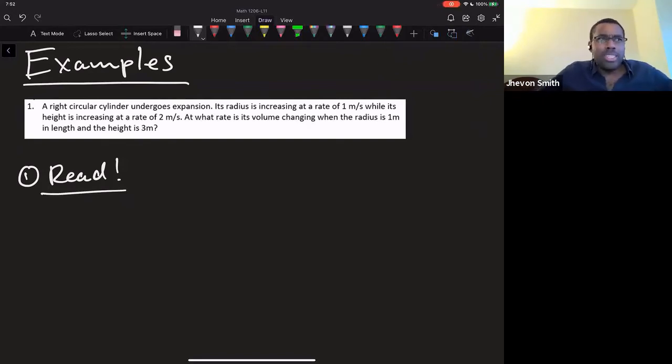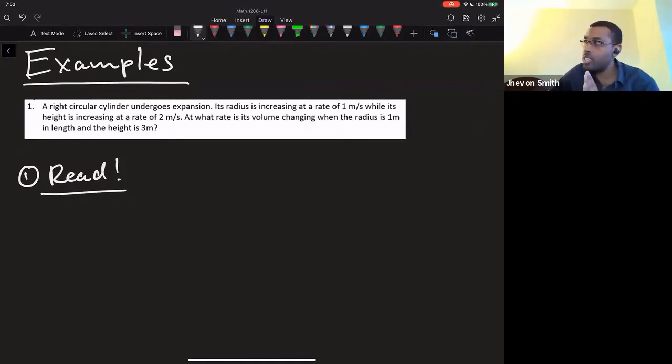However, the volume is connected to the radius and the height. So these things all have a relationship to each other. And I know the rates of some of them, but not all of them. So this is a classic related rates problem, right? It describes some situation where all the things that they talk about are related. They tell you how fast some things are changing, and they ask you how fast one of the other things is changing.